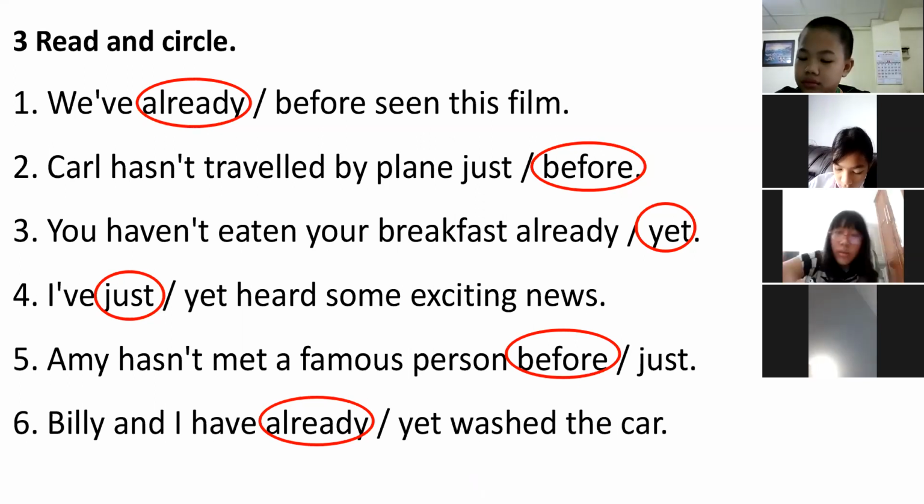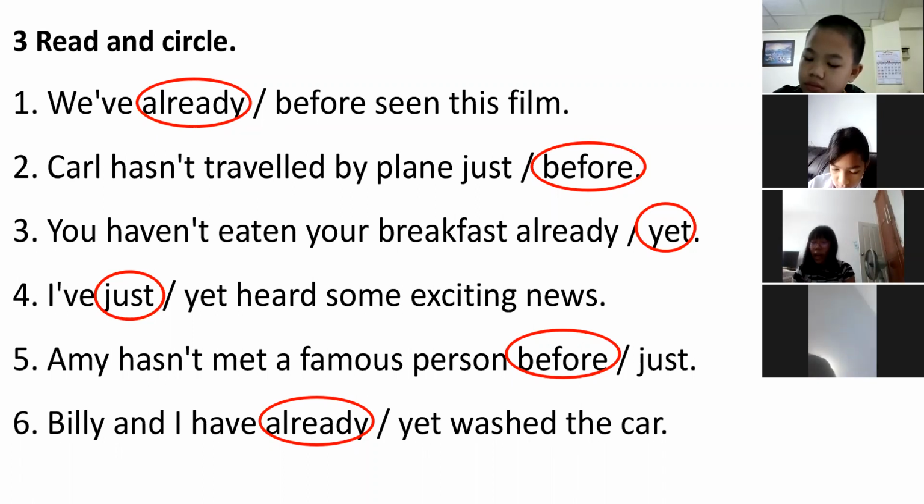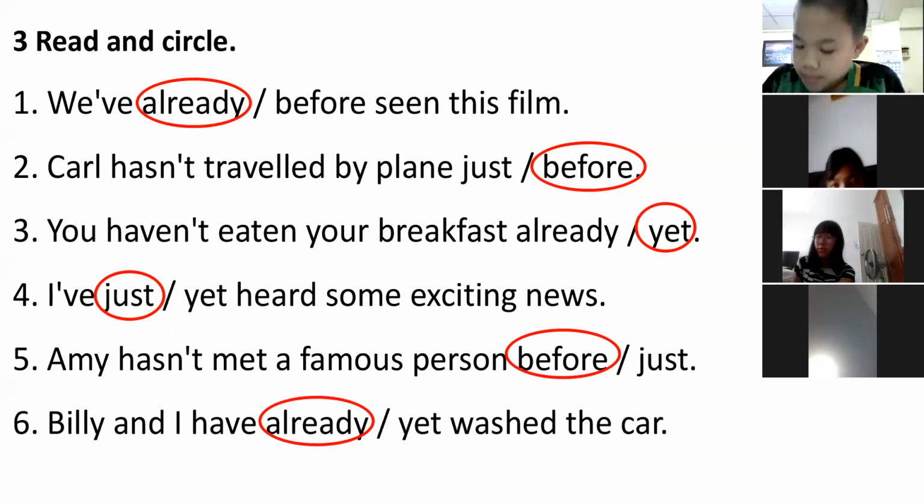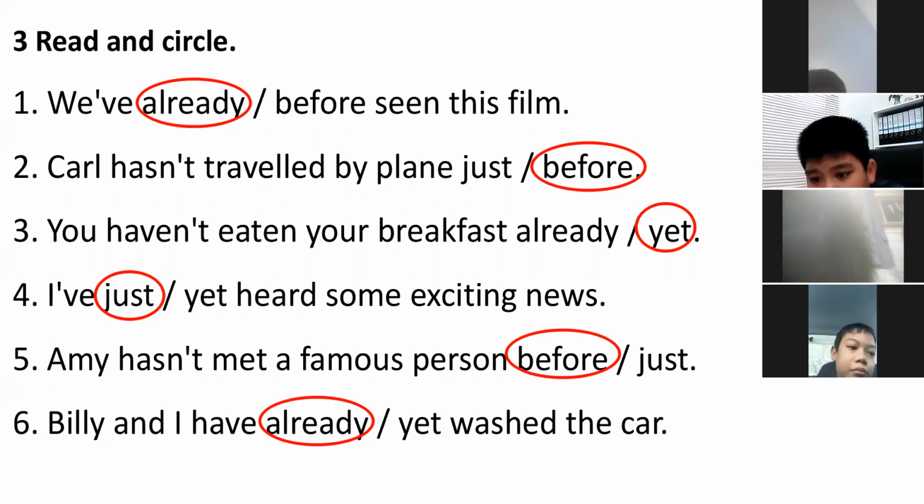Kanyapak? I haven't worn a coat before. Mike hasn't rode, is it rode or ridden? Past participle of ride, ridden. Mike hasn't ridden a horse before. Okay, next, Tanapat. Mike hasn't watered the plant yet. Very good. Next, how about Soraton?